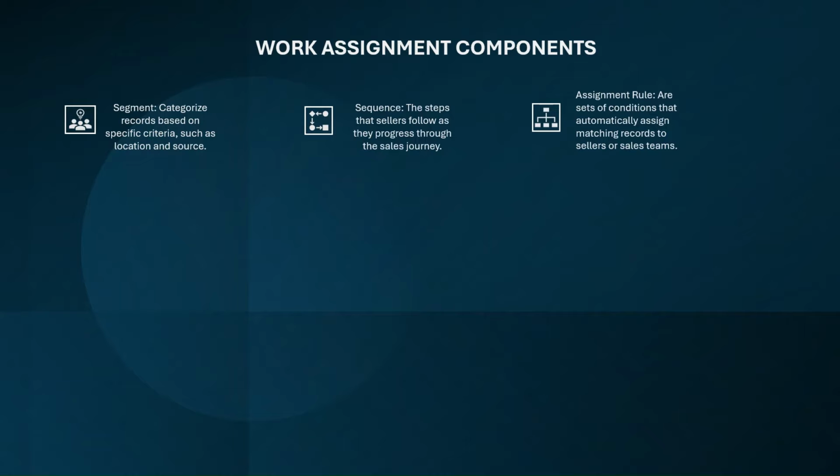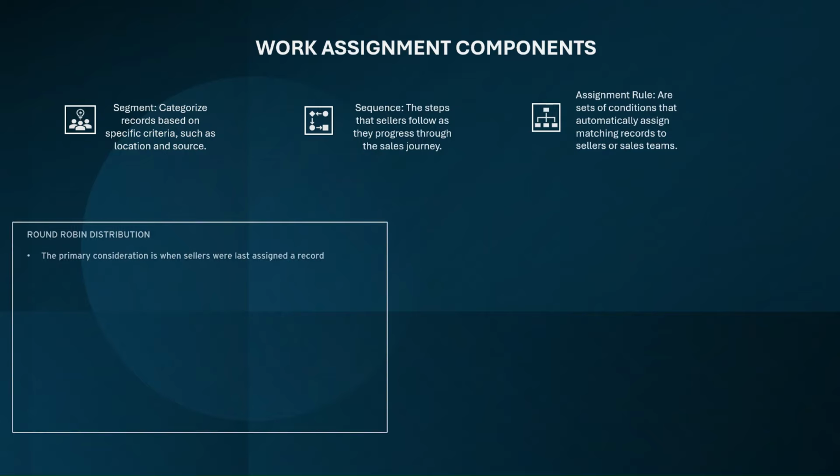Assignment rules can distribute records in two ways. Let's start with round-robin distribution. Under this method, the primary consideration is when the seller was last assigned a record. Let's discuss a few scenarios to get more clarity.